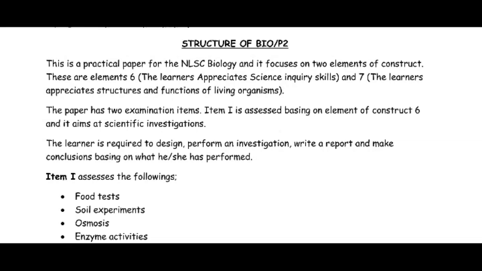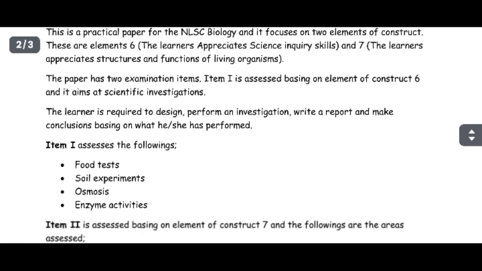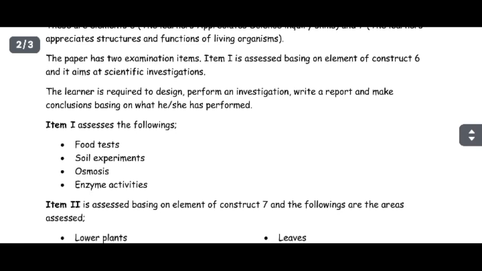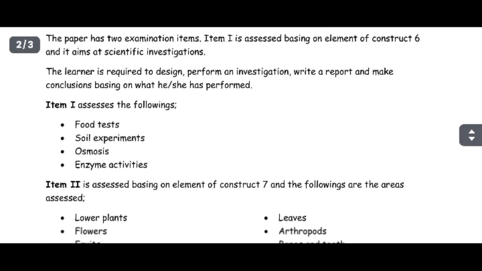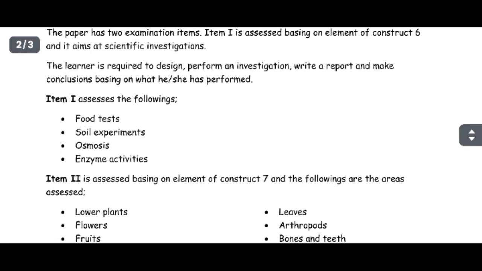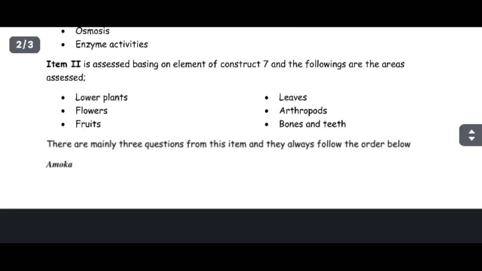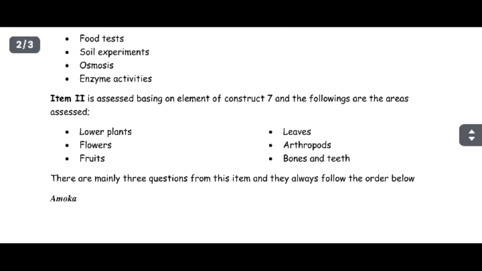This is a practical paper for the new lower secondary school curriculum biology, and it focuses on two elements of construct, element of construct 6 and 7. The paper has two examination items. Item 1 assesses element of construct 6, and it aims at scientific investigation. The learner is required to design and perform an investigation, write a report, and make a conclusion based on what he or she has performed. Item 1 assesses food tests, soil experiments, osmosis, and enzyme activity.